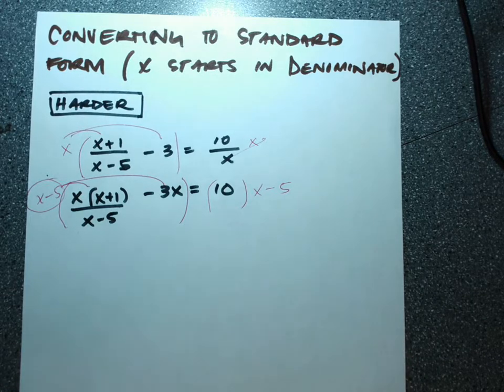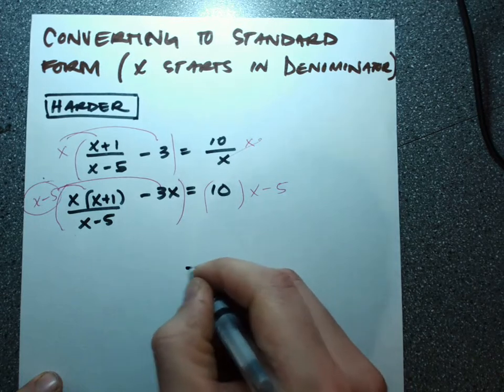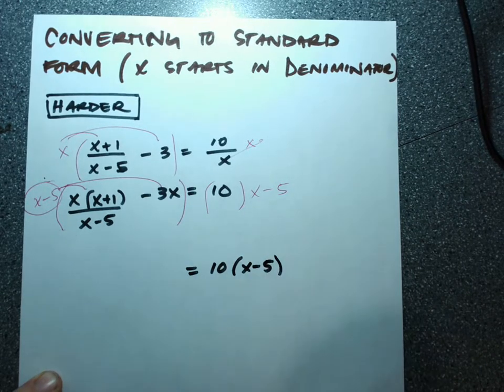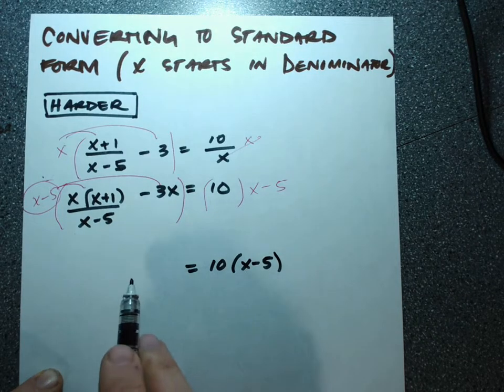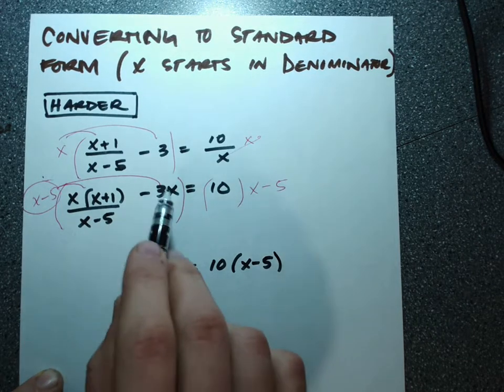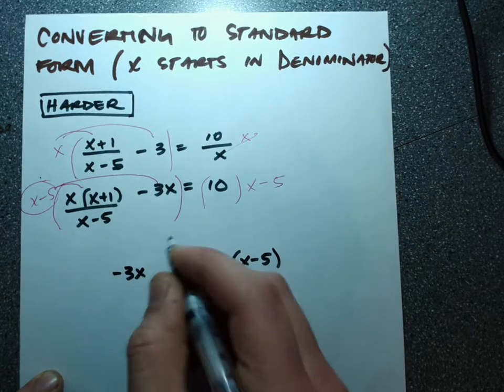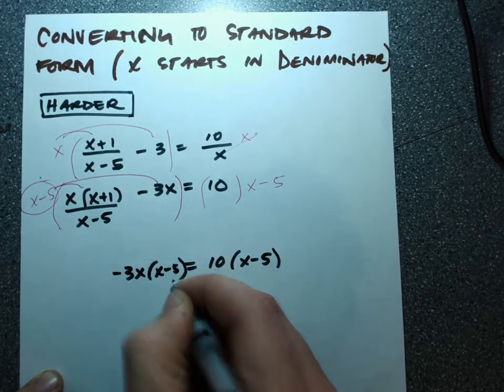Now, when we write this out, it's going to be 10 times x minus 5. That's the easier part to do. Then I better write this. This is the next easiest part to consider. Negative 3x, x minus 5.